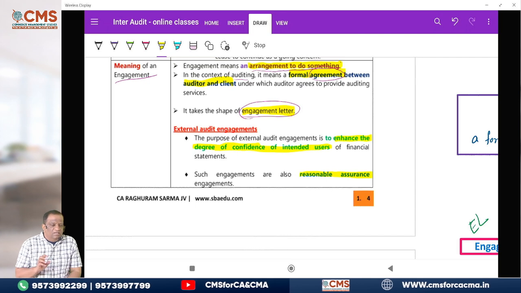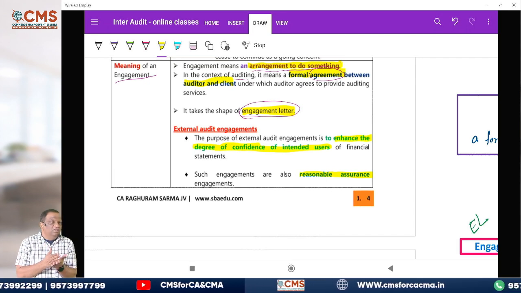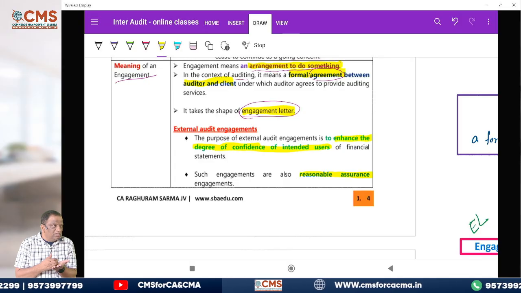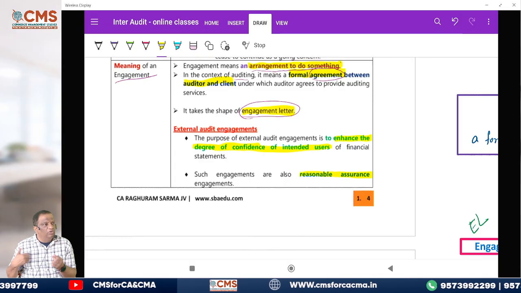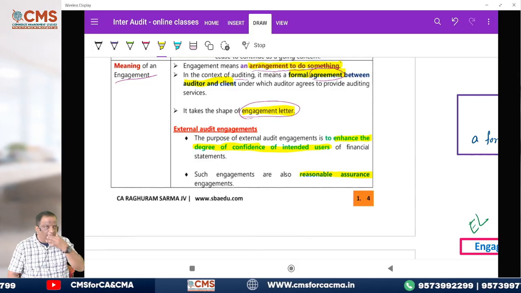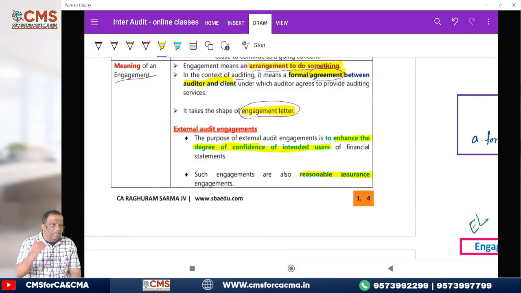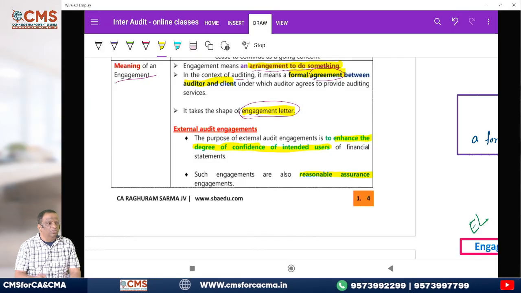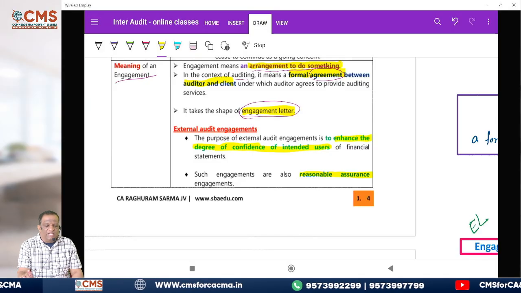In this, we will be talking about what is engagement, what is assurance engagement, and what is limited assurance engagement. That is how we slowly get into it. This will not be dry or boring like the earlier dry concepts. Now, first one, a broader one. What do you mean by an engagement?